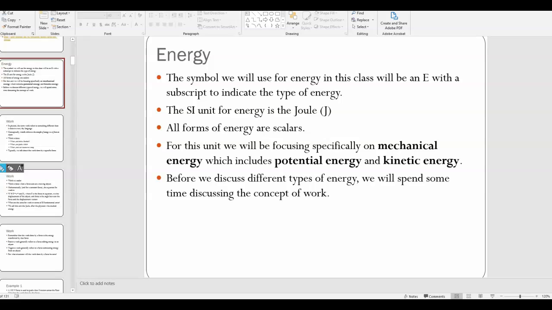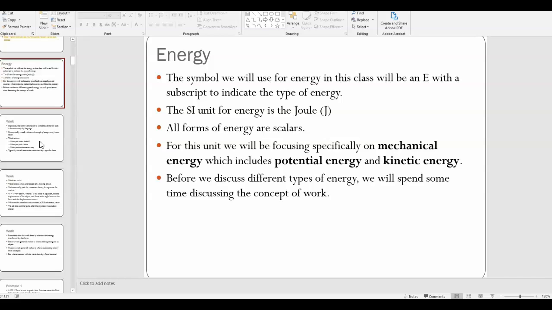We will come back to energy later on, but I do want to remind you that the symbol for energy is a capital E. We use subscripts to denote different types of energy. The SI unit for energy is the joule, and all forms of energy are scalars. Before we get back to talking about energy, we're going to introduce the concept of work.